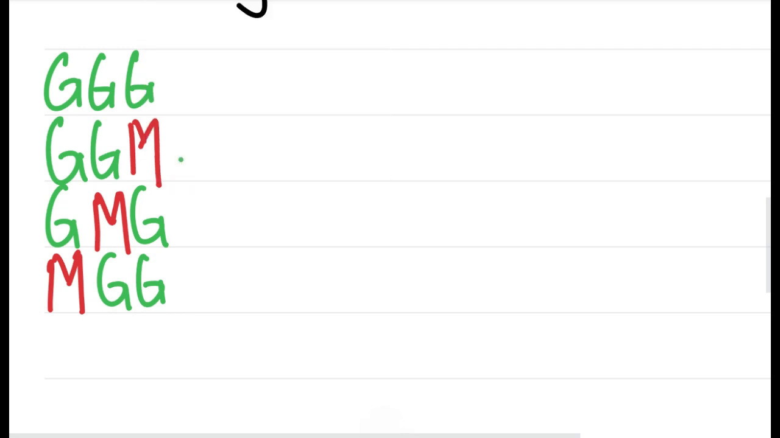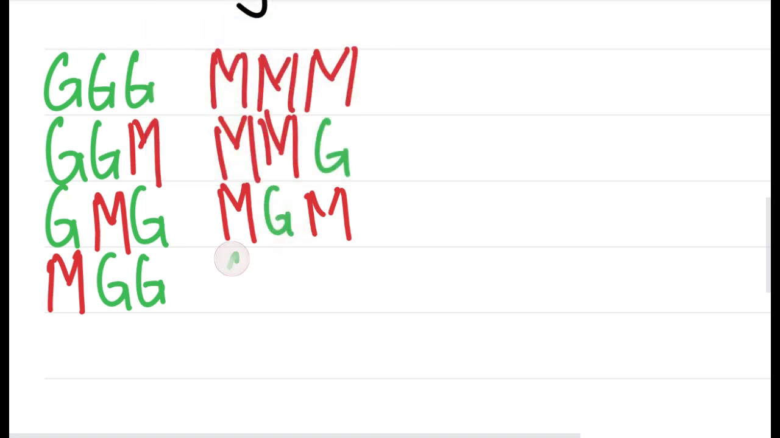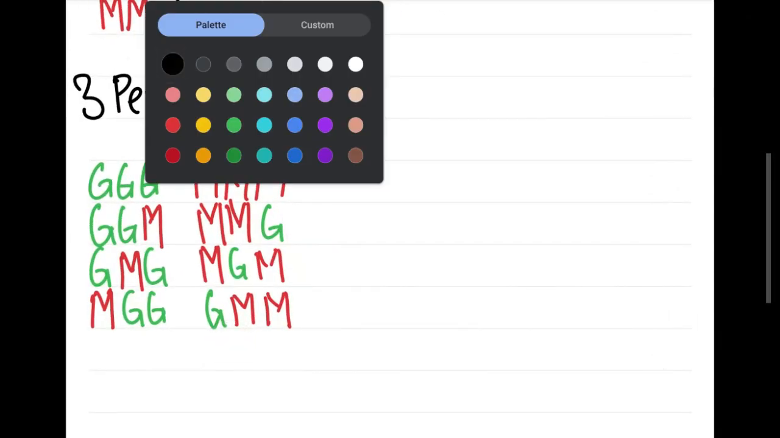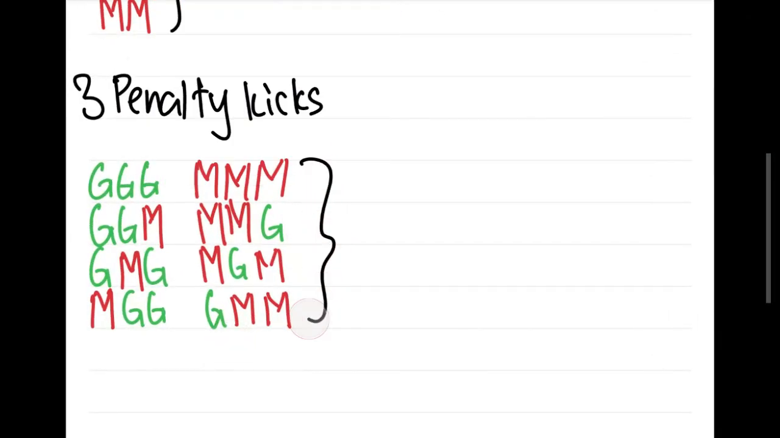Now let's look at the other way around. We also have miss, miss, miss. We can have miss, miss, and goal, miss, goal, miss, and goal, miss, miss. So as we can see here, we have 8 possibilities. So I write down here, we have 8 possibilities.